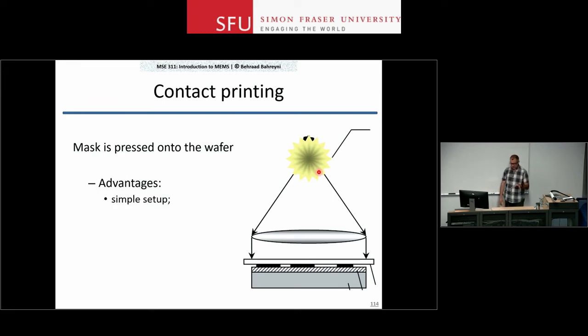The advantage is that this is a very simple setup. You just put your mask on top of the photoresist and just make sure that they're in good contact throughout, and you do your photolithography. You can get good resolutions. On a typical mask nowadays, we can have a resolution of at least half a micron, maybe better than that. And whatever the resolution that you have on that mask, you get on your photoresist.